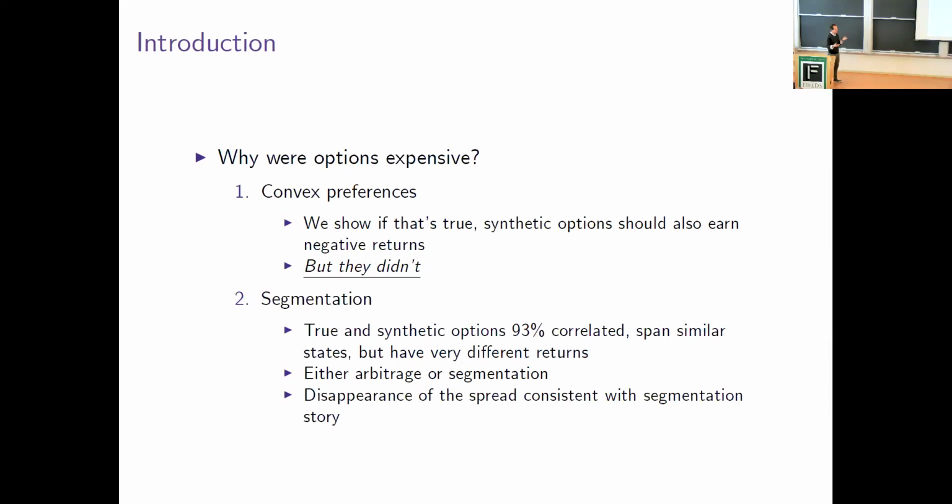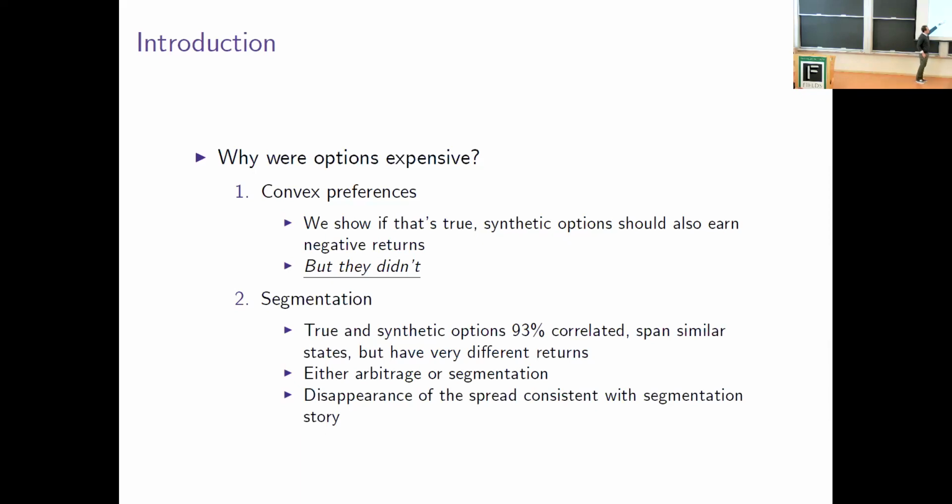So, options historically were expensive. Why was that? It could be because of convex preferences. It could be that people really hate these extreme states. Maybe they really hate crashes. If that's true, then you should expect the synthetic options to also earn negative returns if they're able to pay off in those crash states, and we show that they are. When you have large events, when you have 2008, when you have COVID, 2020, even 1987, synthetic options pay you a lot of money in these bad states of the world. If investors hate those bad states, and that's why we think options are expensive, then the synthetic options should also be earning low returns. We don't observe that.